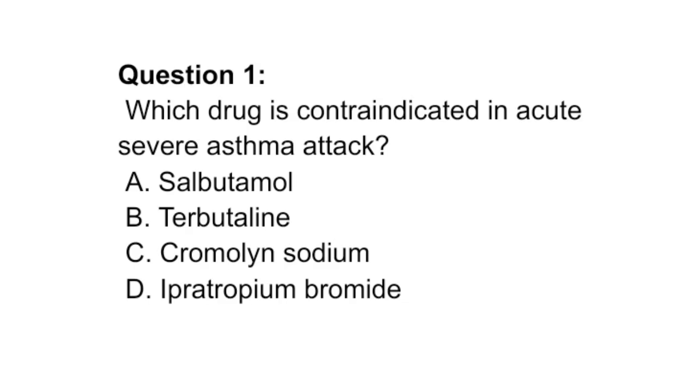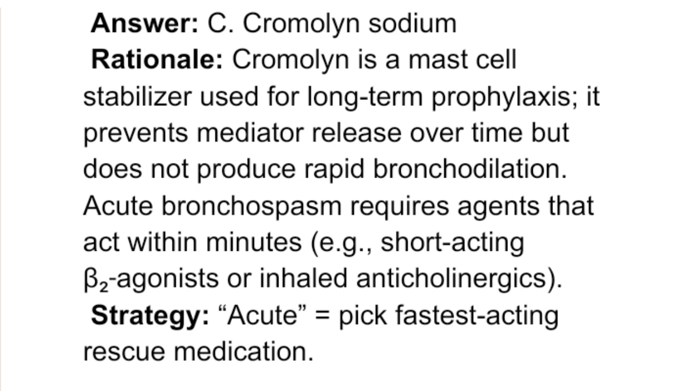Question 1. Which drug is contraindicated in acute severe asthma attack? A. Salbutamol. B. Terbutaline. C. Cromolyn sodium. D. Ipratropium bromide. Answer: C. Cromolyn sodium. Rationale: cromolyn is a mast cell stabilizer used for long-term prophylaxis.